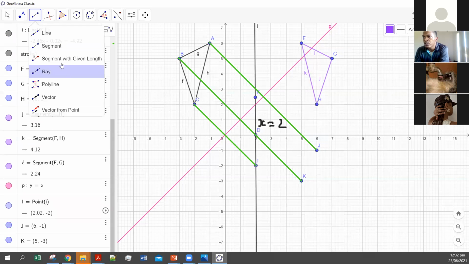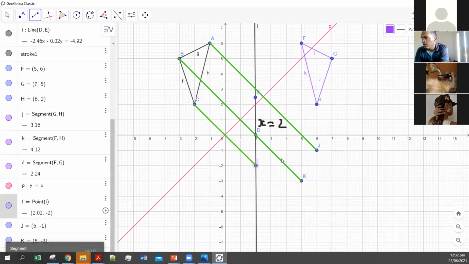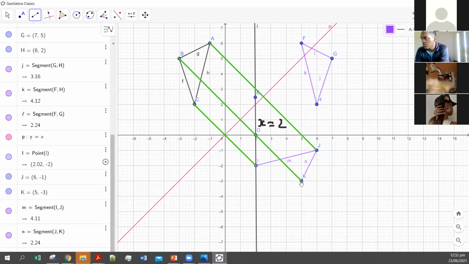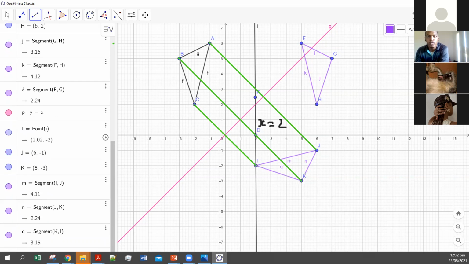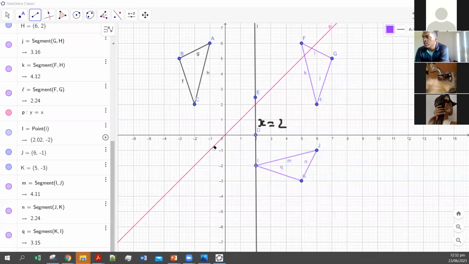Once we have those points, we draw in a line with our ruler to join the points. And finally, since we don't need these green lines anymore, we remove them. And that is now how we reflect it on this line, y equals x. Okay, so that is basically how it is.